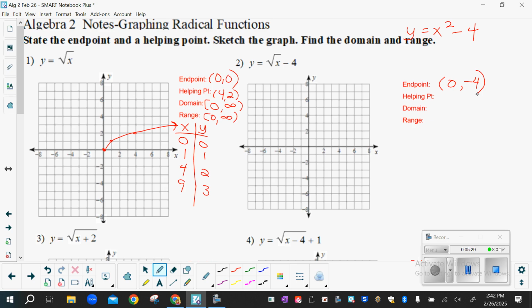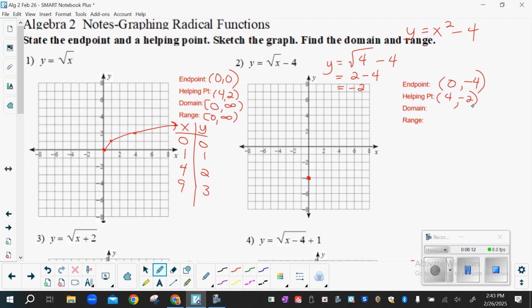Okay, so we want a helping point. I want to pick a number that I can do in my head rather than on the calculator. So what's a number we could take the square root of? You could do 1. Let's pick something a little bigger. Let's pick a 4. What's the square root of 4? 2. So we have 2 minus 4, which is negative 2. So 4, negative 2 is my helping point.